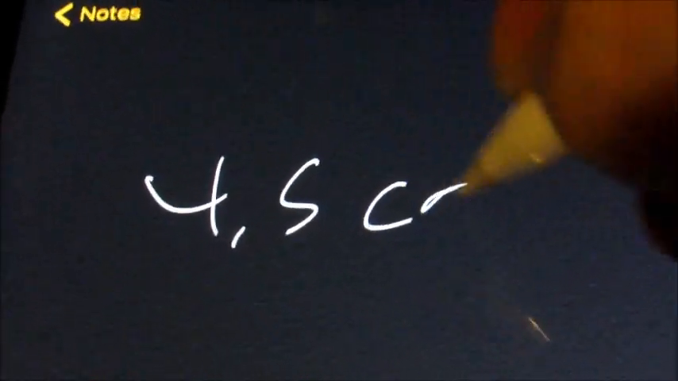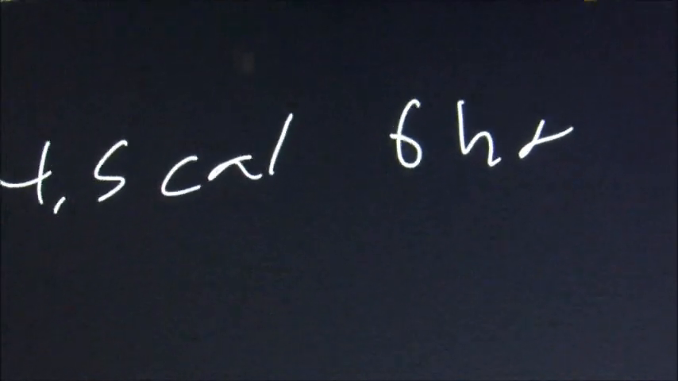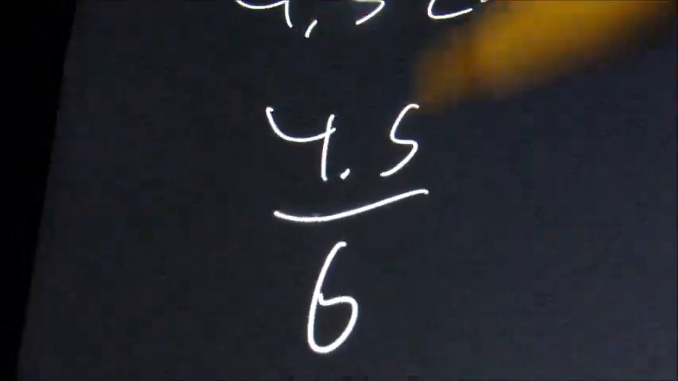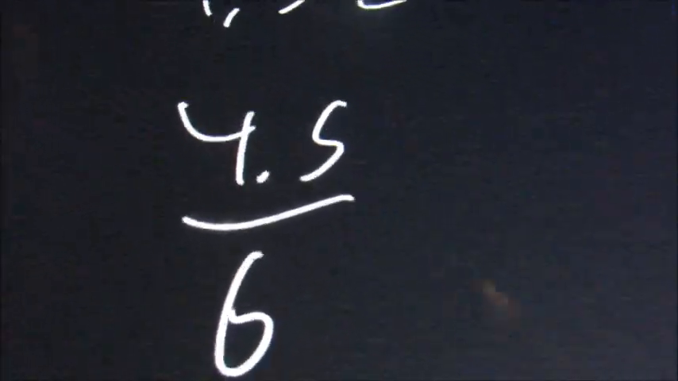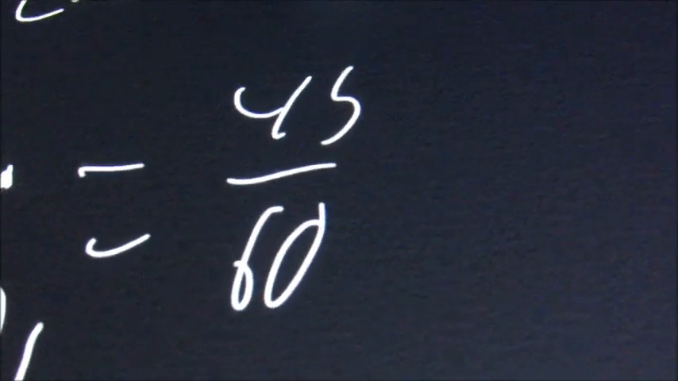And the last type of thing is you burn 4.5 calories in 6 hours, which really isn't very much. So we do, again, 4.5 over 6. And now, again, we don't want decimals. So this one, we have to move over 1. And this one also, then, we have to move over 1. So this becomes 45 over 60. And we can divide both of these by 15 and get 3 over 4.